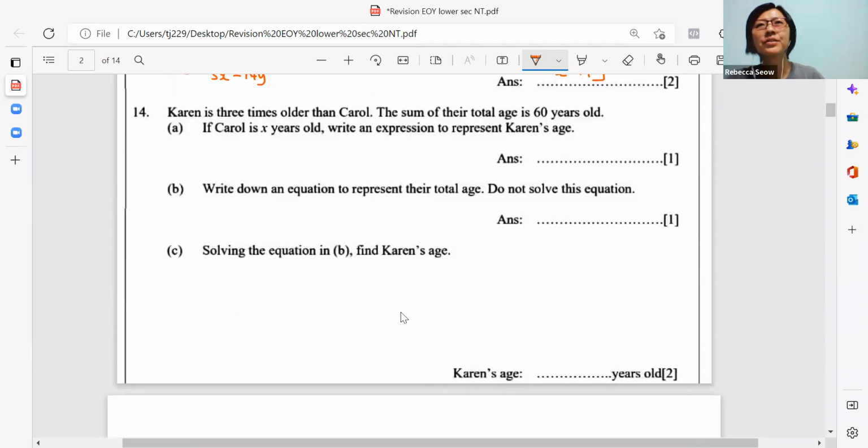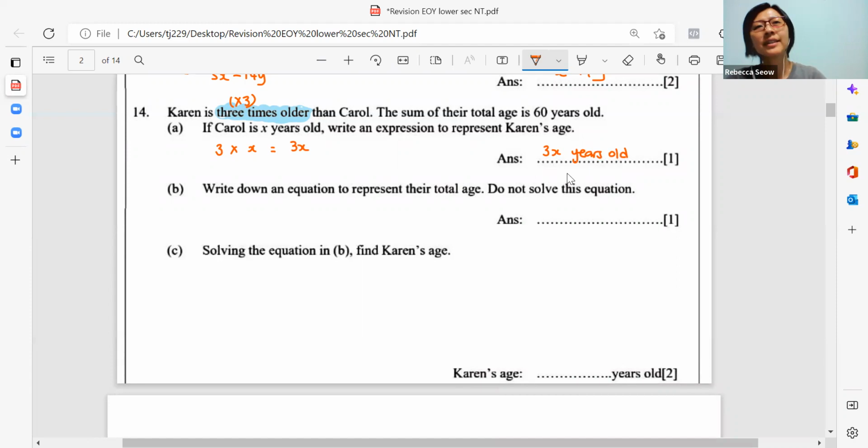Karen is 3 times older than Carol. The sum of their total age is 60 years old. So if Carol is X years old, we want to find Karen's age. The important words here are 3 times older. If Carol is X, 3 times means times 3, right? Yes, 3 times means times 3. So Karen's age would be 3 multiplied by X, and that gives us 3X. So the age is 3X years old.